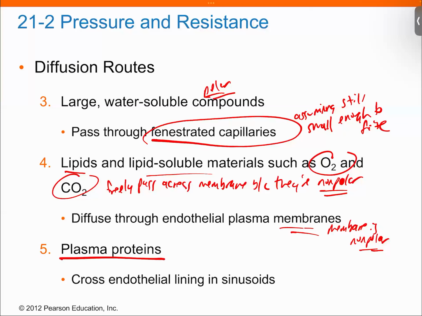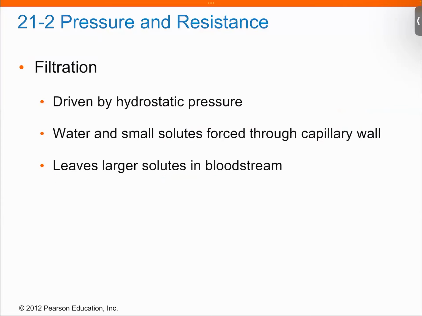Then the plasma proteins, these are basically too large for fenestrations. But you can get them to pass through if you create sinusoids in the lining. So if you've got the sinusoids in the lining, then you'll be able to get these larger plasma proteins through. Notice the theme here. Basically, for diffusion routes, all you need is a gradient and an access point. That's it. If you have a gradient and an access point, you're good to go. You're ready to roll. Now, what's filtration and how does that differ?